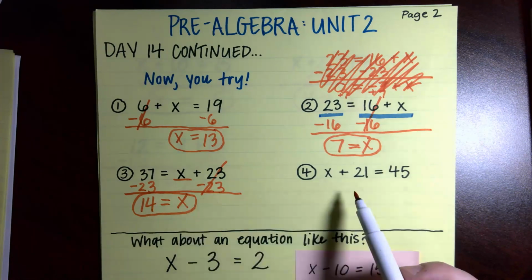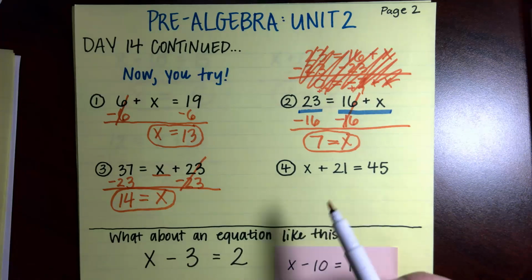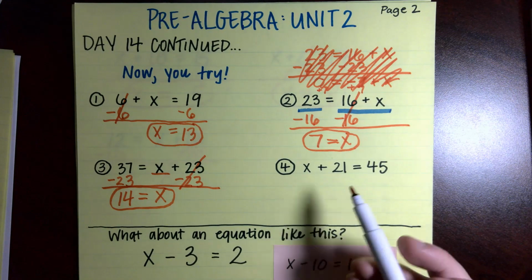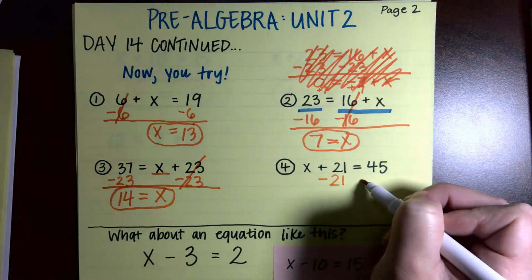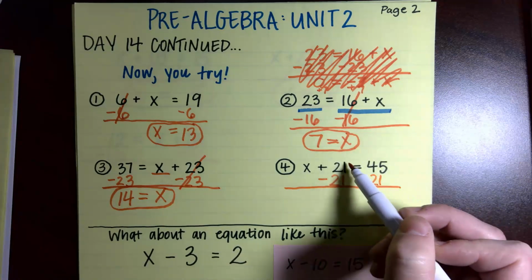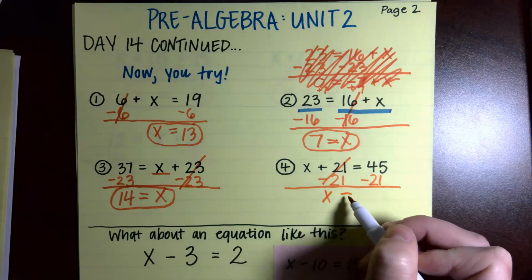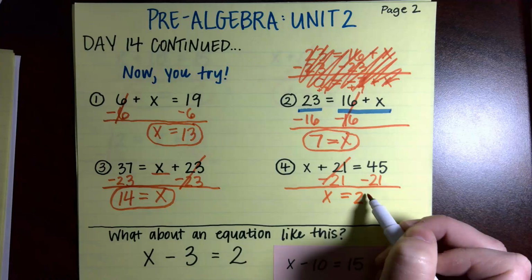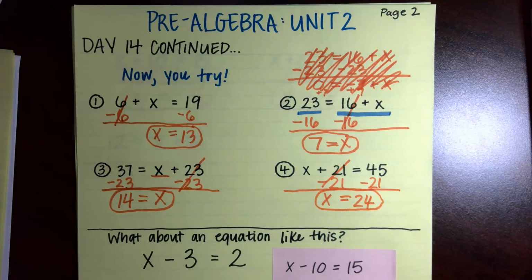So let's look at number 4 now. We have x plus 21 equals 45. What are we going to do to solve this? Yeah. We want to get rid of 21. And whatever we do from one side, we've got to do to the other. Those are going to cancel out. Now I'm going to bring down my x equals, what is 45 minus 21? 24.